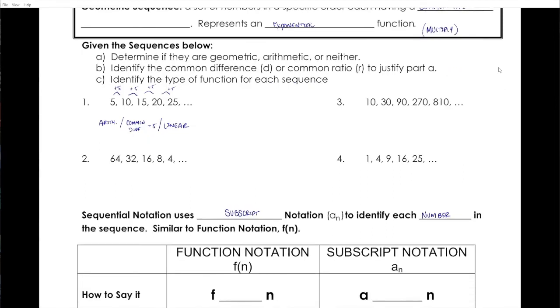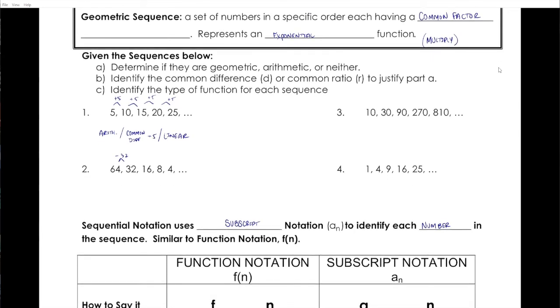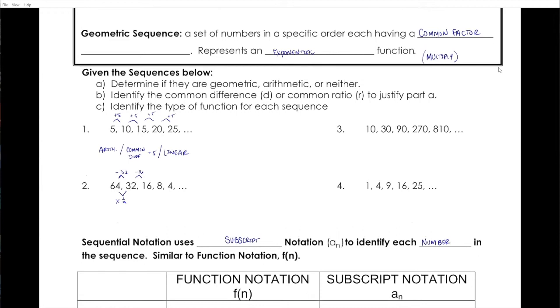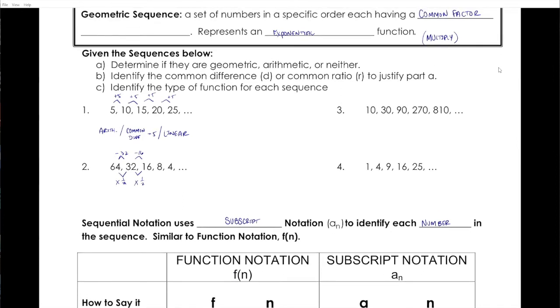Number 2, 64 to 32. They could be subtracting 32, or they're multiplying by 1/2. When we look at the next one, it would be subtracting 16. So that's not a common ratio, but it still meets our multiplying by 1/2 standard.